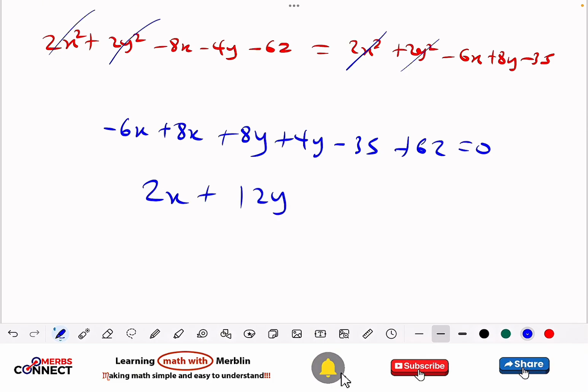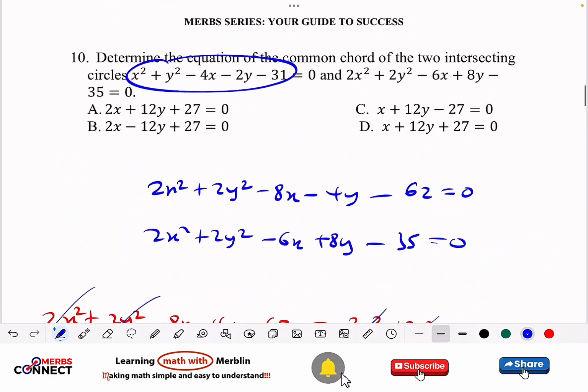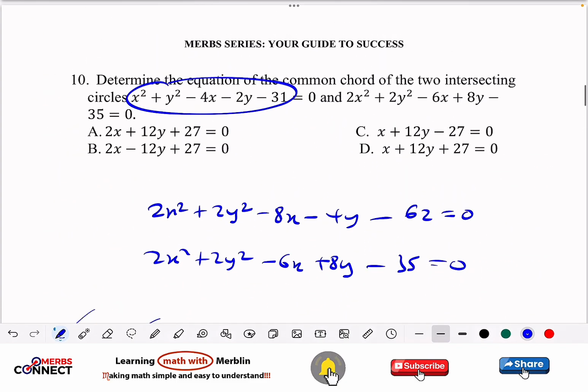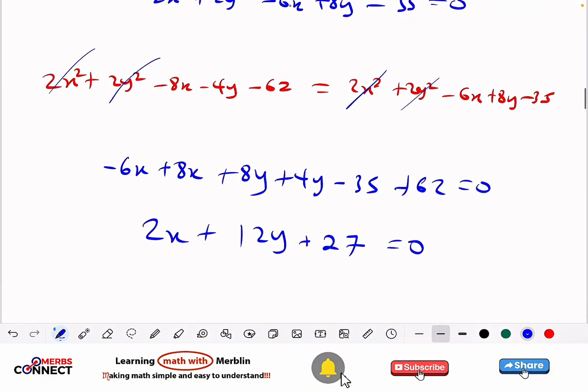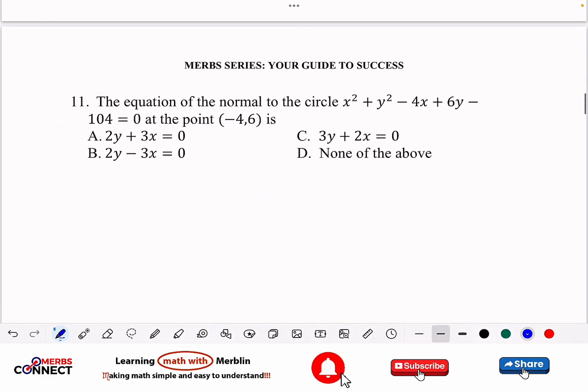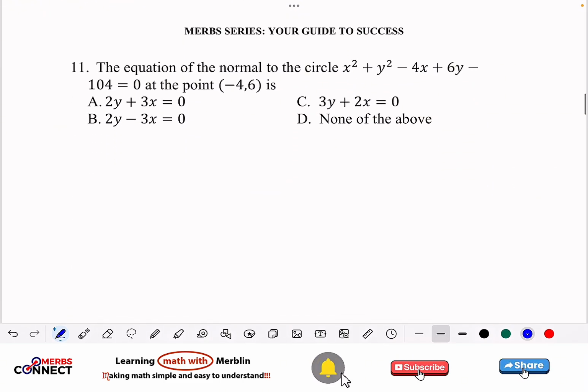35 minus this is going to give us, I think, 27. Yes, this is true. So 2x, 12y, 27, all of them being positive. So we are going to have this one here. Right, so that's basically what we are going to get for question 10. We are almost done with the circle aspect and start the limit.